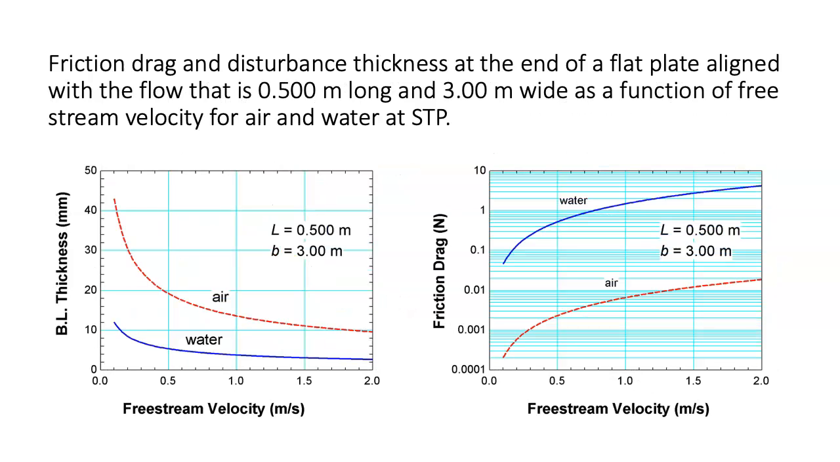Finally, let us look at plots of the boundary layer thickness at the end of the plate and the friction drag, which is the shear stress from the previous plot integrated over the area of the plate, versus the free stream velocity. As we can see, increasing velocity increases the drag while decreasing the thickness. We also note that in general, the boundary layer is about 3.8 times thicker for air than water, and the drag is about 220 times greater for water than air.